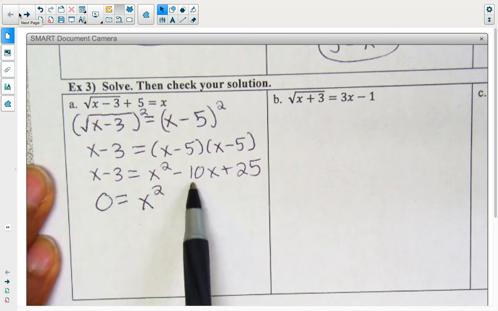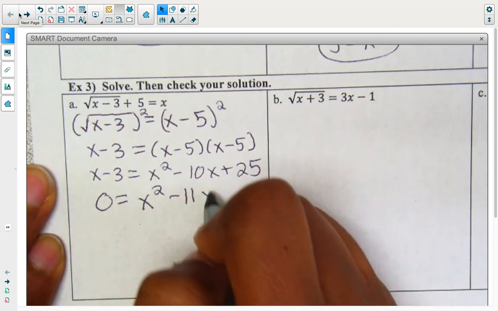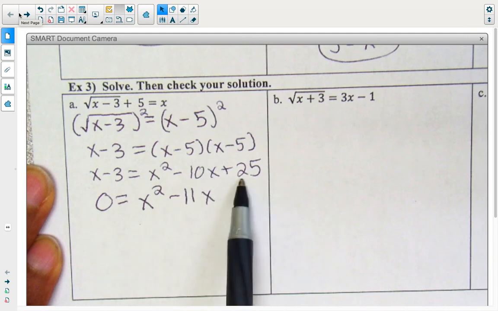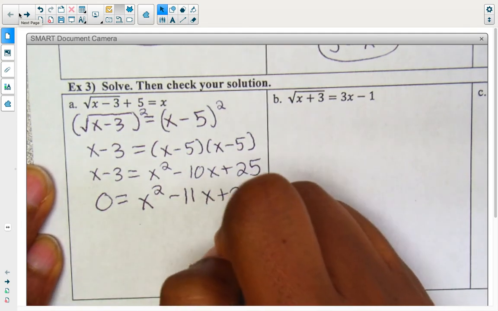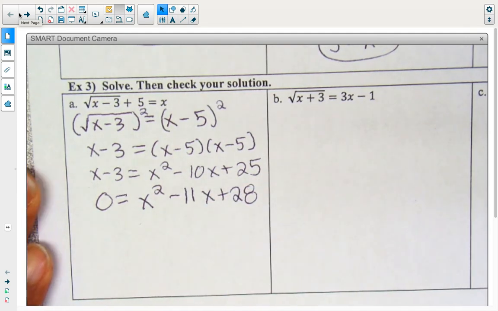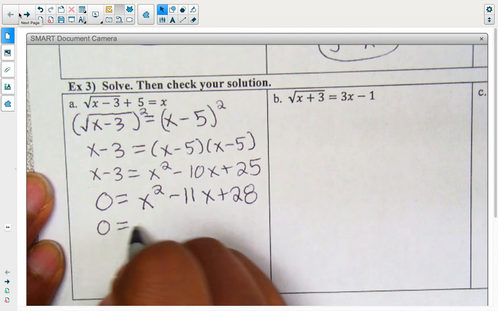Subtract x gives me negative 11x. Add 3 gives me positive 28. From here, I go through and we're going to factor this. So this is a quadratic equation. I see that 2 up there. I am going to factor this.